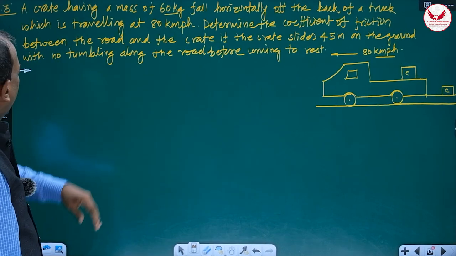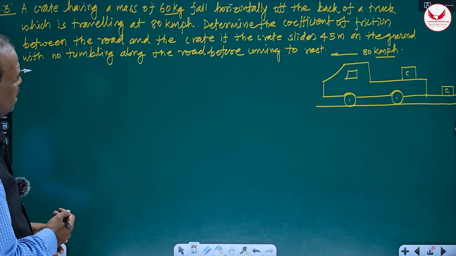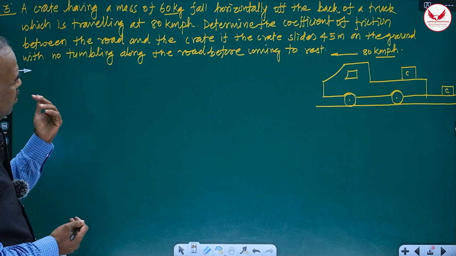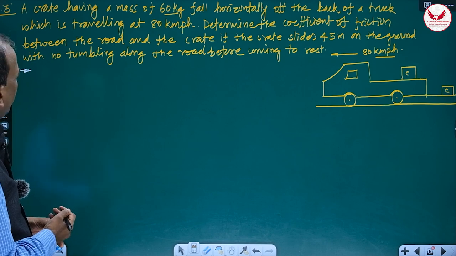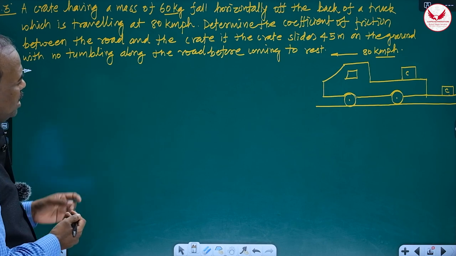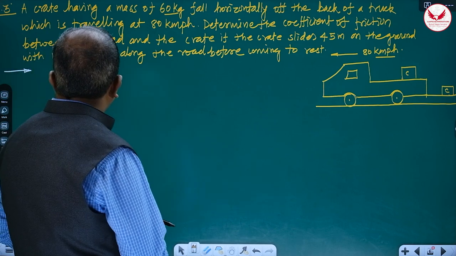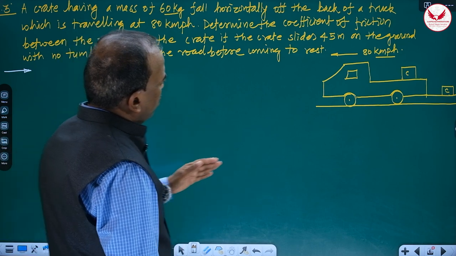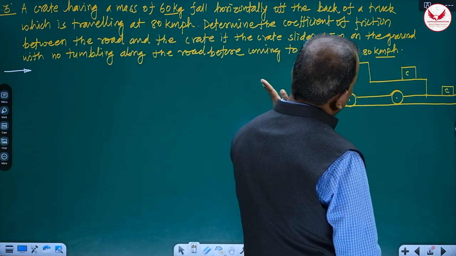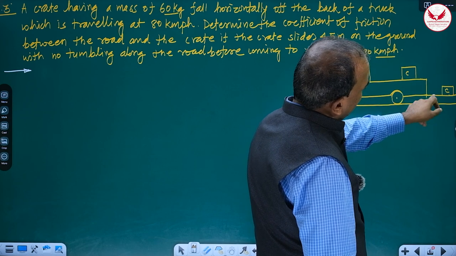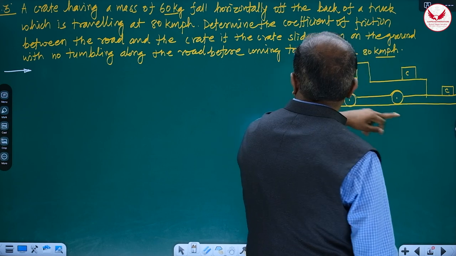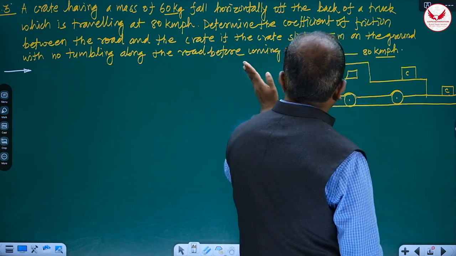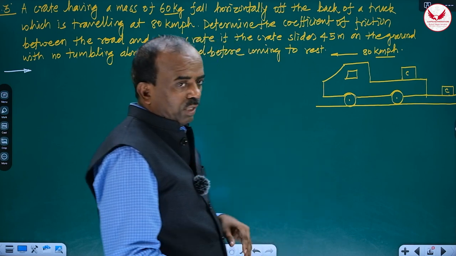Now we'll see the third example. A crate having a mass of 60 kg falls horizontally off the back of a truck, which is traveling at 80 km per hour. Determine the coefficient of friction between the road and the crate if the crate slides 45 meters on the ground with no tumbling along the road before coming to rest. So what is happening? When this truck is moving on this side, this crate falls behind it. And because of that, it slides for 45 meters on the ground. And by using this, we have to calculate mu.